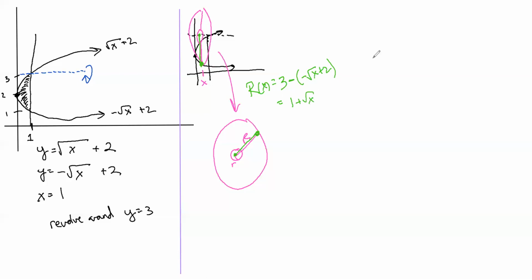Simplifies. The other radius, which I'll draw in orange, is going to be from the axis of revolution down to this upper function. It's going to be that smaller radius right there. And so little r of x is going to be 3 minus positive root x plus 2. And so that is going to become 3 minus root x. I'm sorry, 1 minus root x.